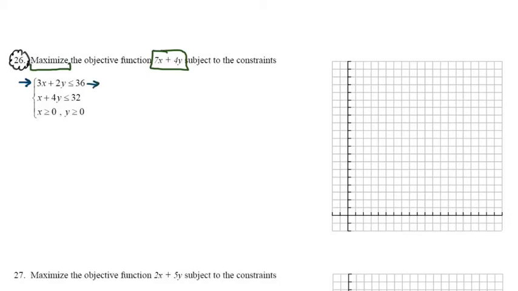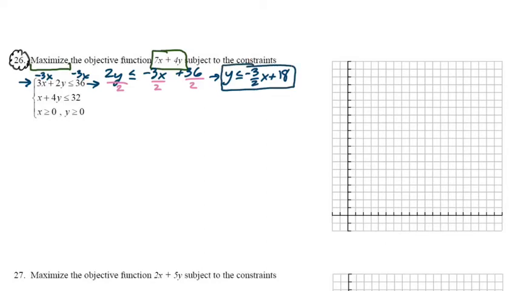So subtract 3x on both sides, and we get 2y is less than or equal to negative 3x plus 36. I'm going to move this up just a hair here. There we go. Divide everything through by 2, so we can get y by itself. And we get y is less than or equal to negative 3 halves x plus 18. All right, so that one is ready to go.